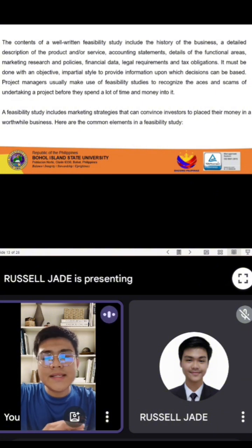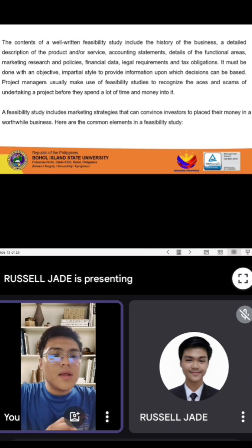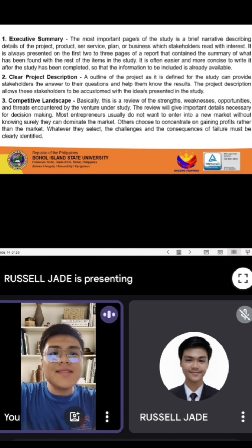It permits a business to address where and how it will operate. It also identifies possible hindrances that may hamper its operations as well as the amount of finances it will require to get the business smoothly running. A feasibility study includes marketing strategies that convince investors to place their money in a worthwhile business. So, here are the common elements in a feasibility study. First is the executive summary.